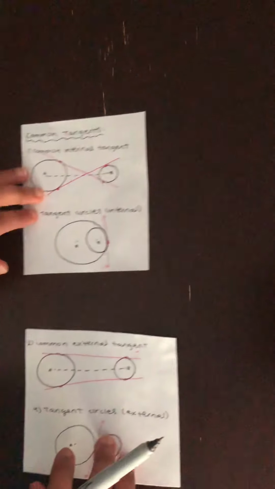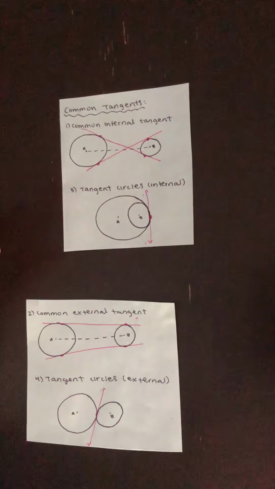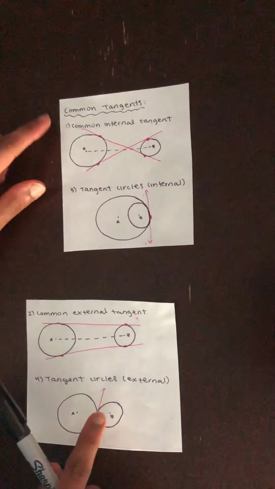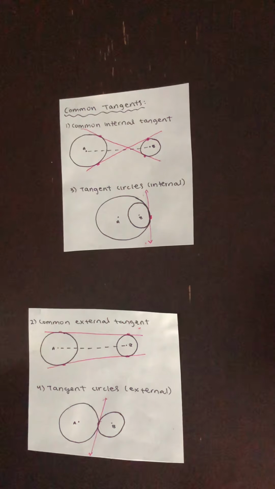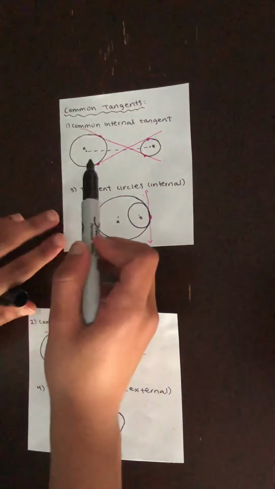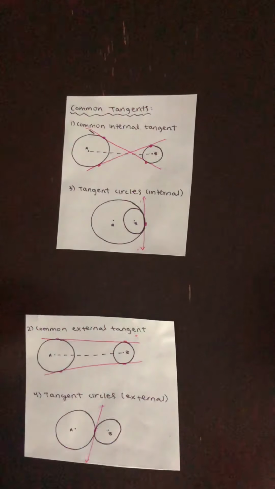Next, we can talk about common tangents. We have two examples here, so let's go step by step. The first kind of common tangent is the common internal tangent. We have two circles here, circle A and circle B, and the dotted line represents the segment that joins the centers. The common tangents would be going right past that and right past here. They're internal tangents because these tangents are internal between the two circles.